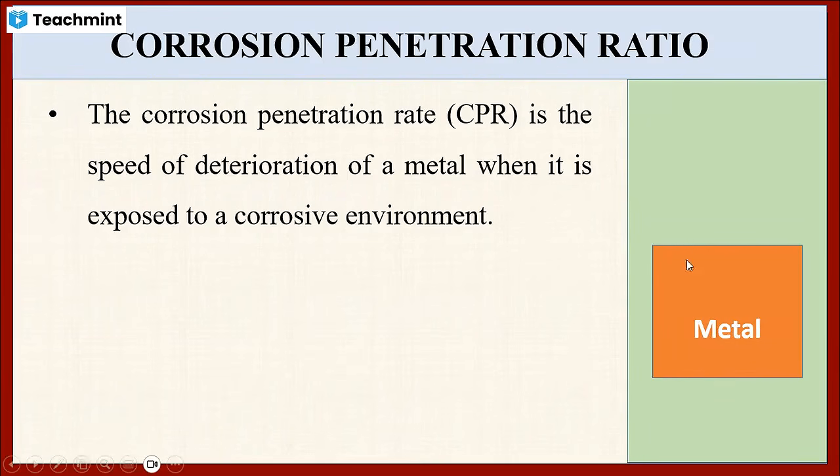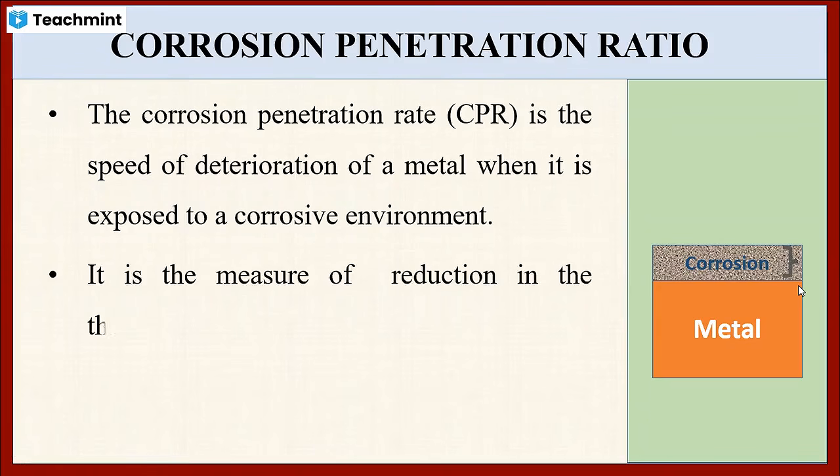For example, consider this as one metal. When this metal gets corroded, for example, if this much region is corroded, then the measurement of this thickness is nothing but corrosion penetration rate. So, the corrosion penetration rate is nothing but, for 1 year, how much reduction in the thickness of the metal will take place. That measurement is nothing but corrosion penetration rate.